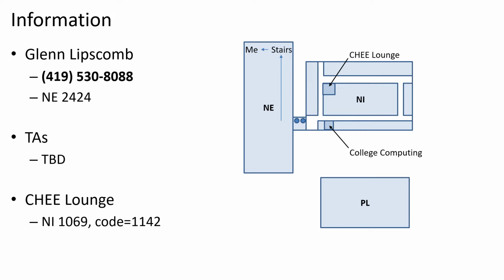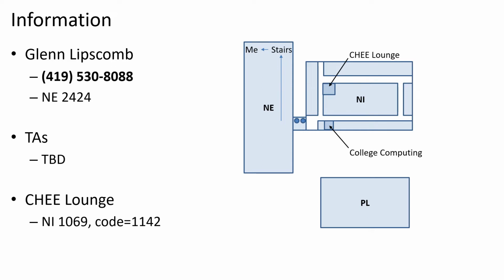Once again, my name is Glenn Lipscomb. You can reach me at this phone number, 419-530-8088. And my office is located in North Engineering 2424. Now to get there, it's a little bit of a difficult task, but what I'm going to do is try to show you how to do that.